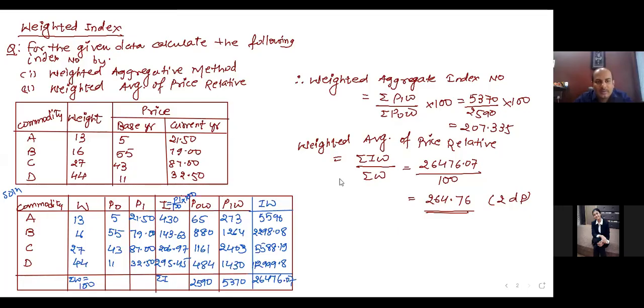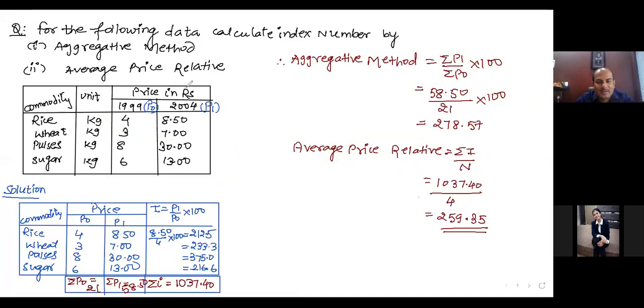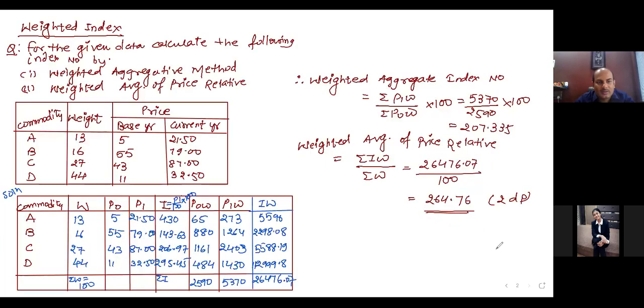So in this lecture we have discussed two types of index number, that is simple index and weighted index. Simple index by the aggregative method and average price relative method. Whereas under the weighted index, we have learned by weighted aggregative method and weighted average of price relative. Fine. So in the next lecture, we'll be discussing 4 more types, that is Laspeyres index, Paasche index, Fisher's, and Dorbish-Bowley.